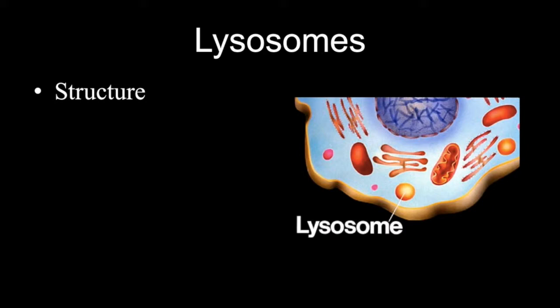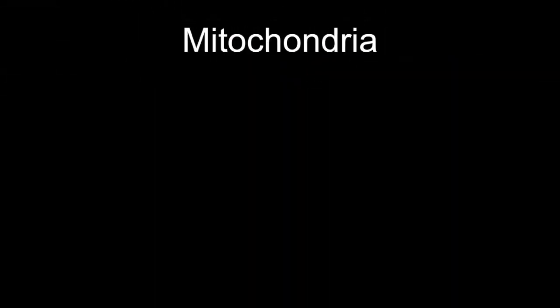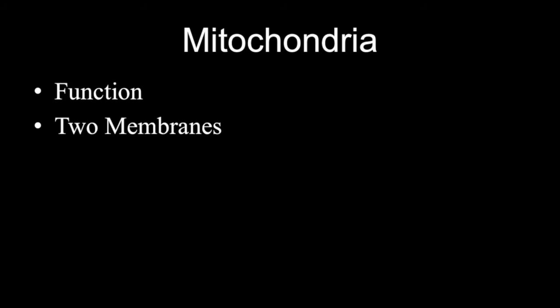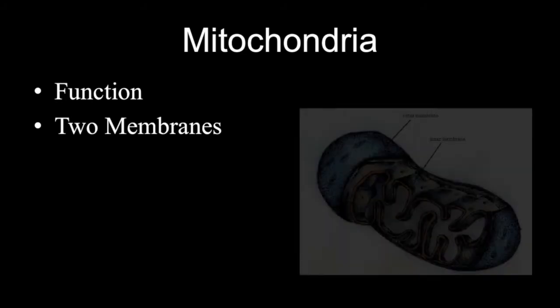Lysosomes contain digestive enzymes which protect the cell from digesting itself. Next is the powerhouse of the cell, the mitochondria. This is the place where the cell converts food to energy. It then harvests this energy to make ATP. The mitochondria also have their own DNA, which you only get from your mom.